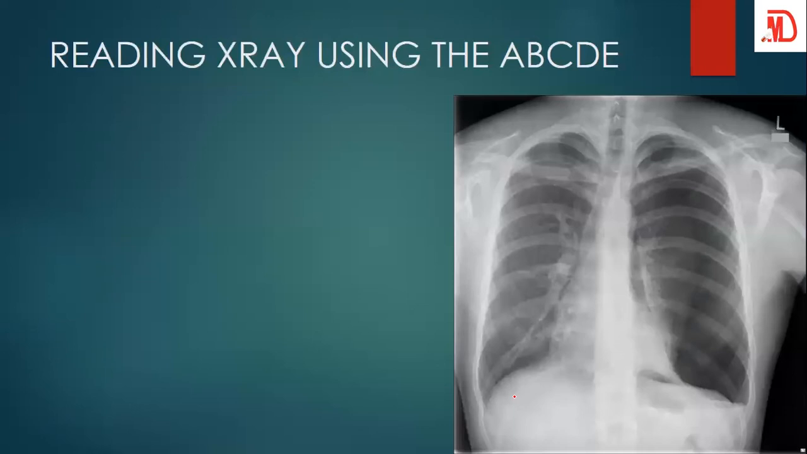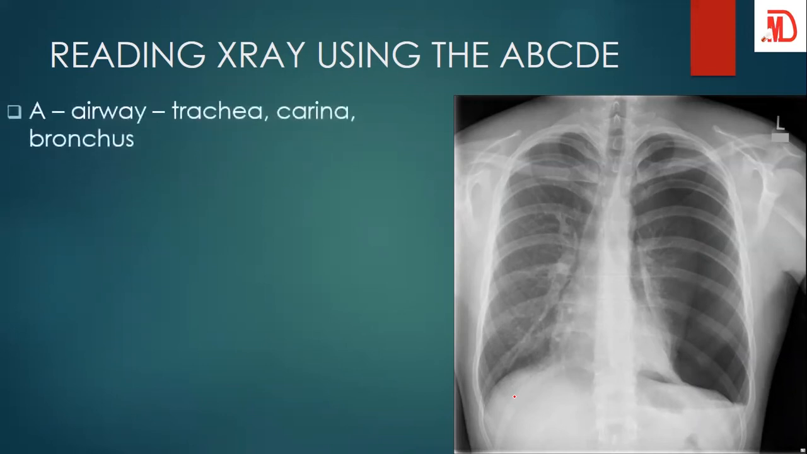Good. So now reading the X-ray using the ABCDE. So first of all, the A stands for airway. When you are starting, the film is good, start with the airway. The airway, you're talking about the trachea, the carina, the bronchus. So you look at the X-ray, and you ask yourself, can I find a trachea?